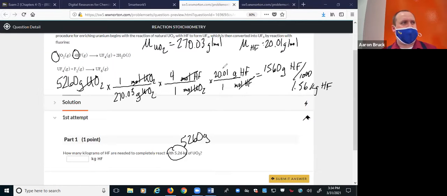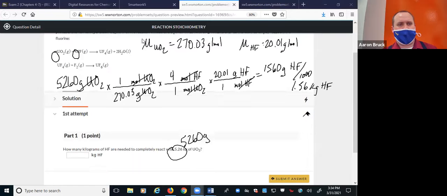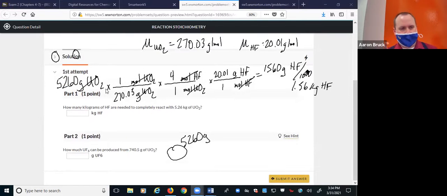All right, questions with that one? That one seemed to be the more straightforward of the two. All right. The second question: how much UF6 can be produced from that many grams of uranium dioxide?